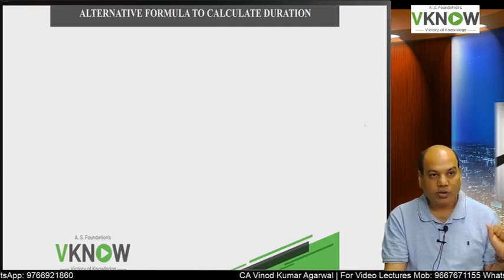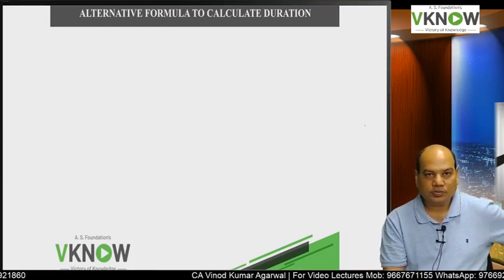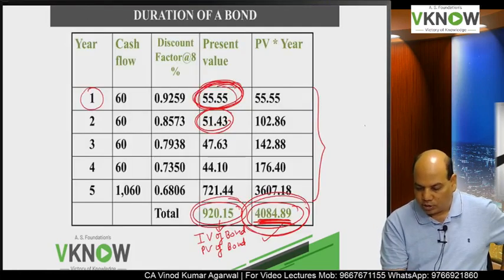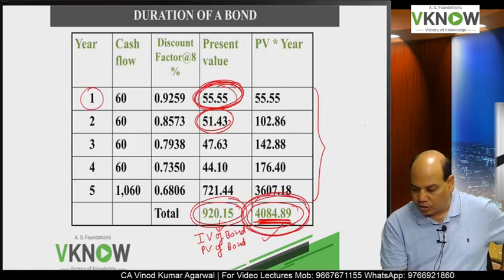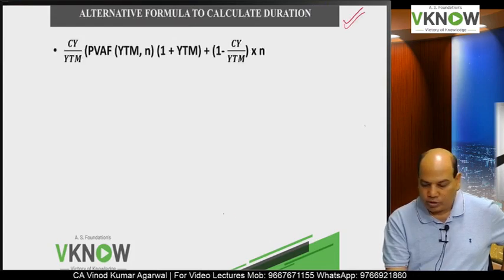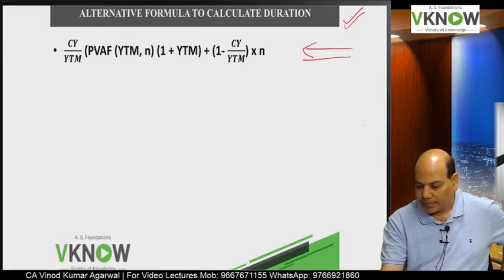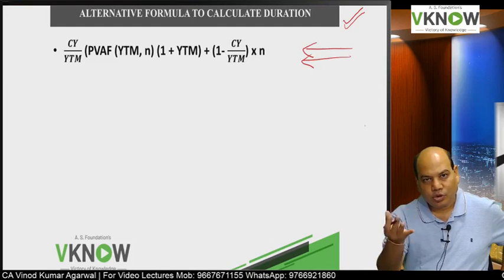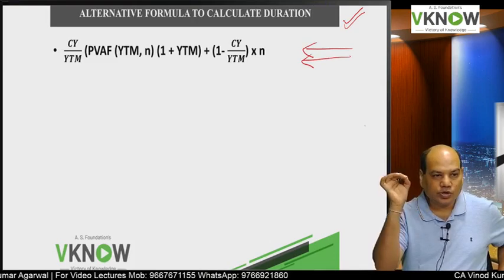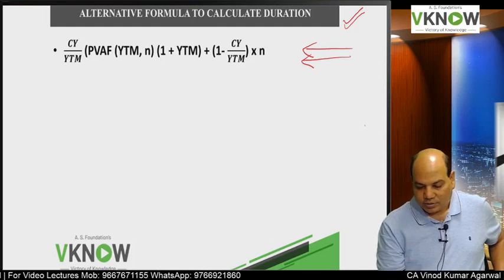Just above question number 42, there is one alternative formula to calculate duration. This is one formula, summation of PV into year divided by summation of PV. That will require the use of this table. There is one more formula. If you can remember this formula and learn its application, you can use this also. This will be little faster, but then it will consume some megabyte of your memory. Okay, so invest in this formula.